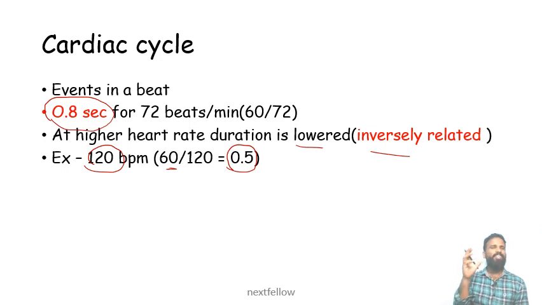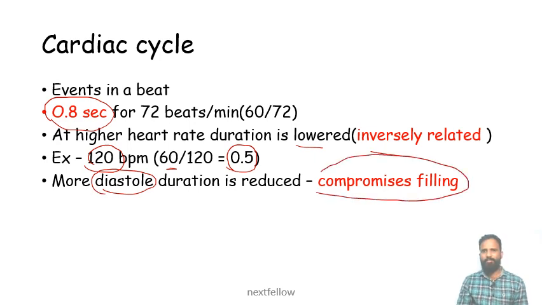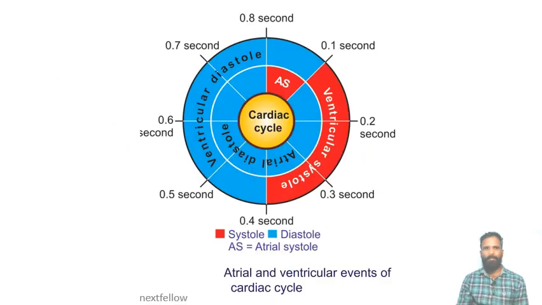Which duration is reduced? Is it the systolic duration or the diastolic duration? The most compromised is diastole, and diastole is meant for filling, so the filling is compromised at higher heart rates. And if you take the 0.8 seconds, 0.1 second is the atrial systole and 0.7 seconds is the atrial diastole. Ventricular systole is 0.3 seconds and ventricular diastole is 0.5 seconds.